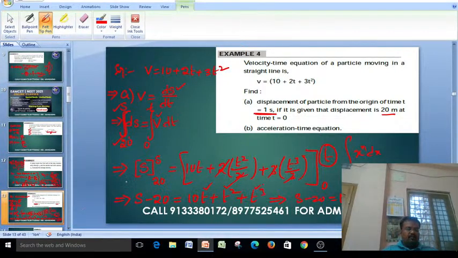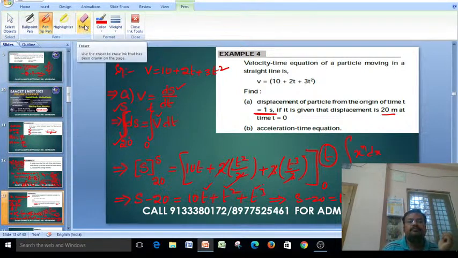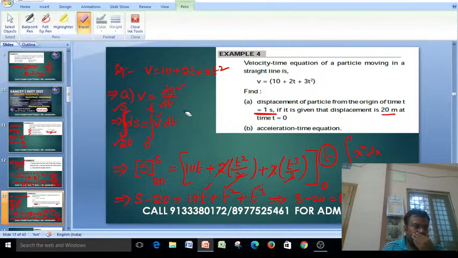So let us try to check it. What about the acceleration and time equation? If you want to copy this one. I hope all of you are following. So let us take the next question.